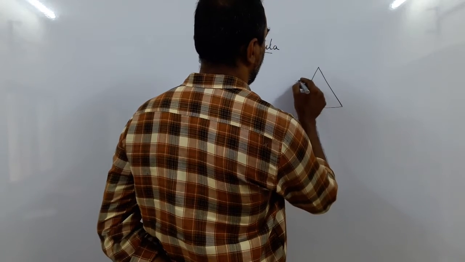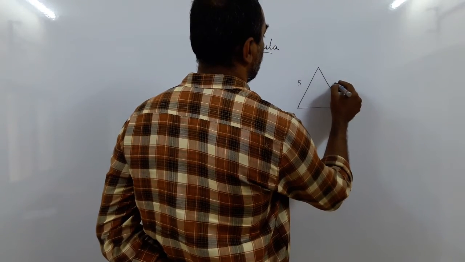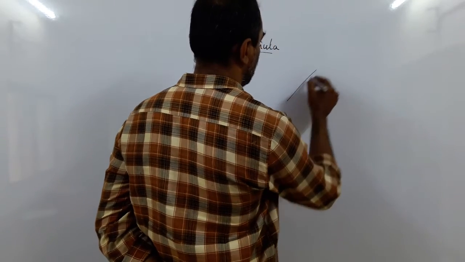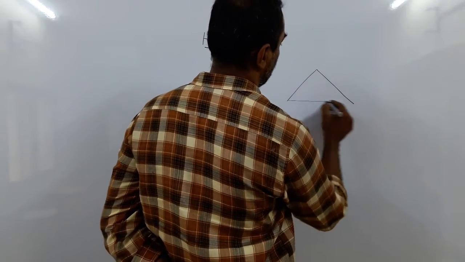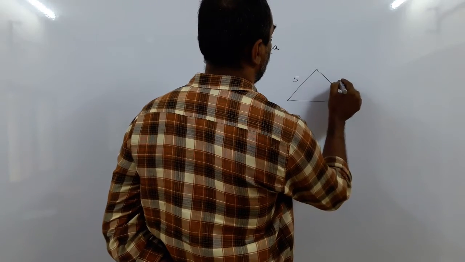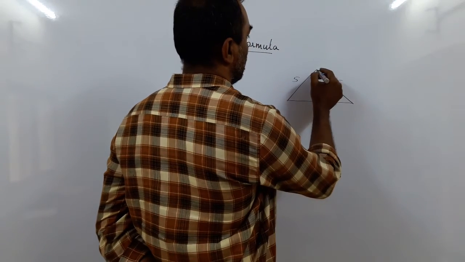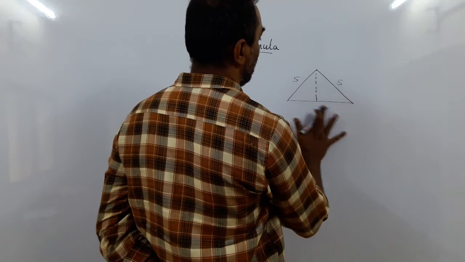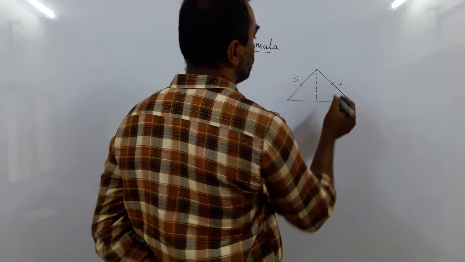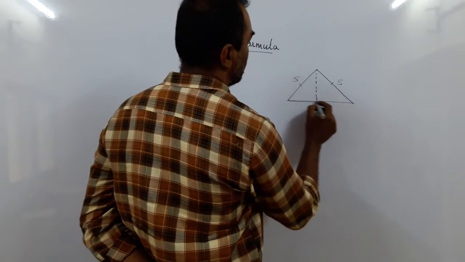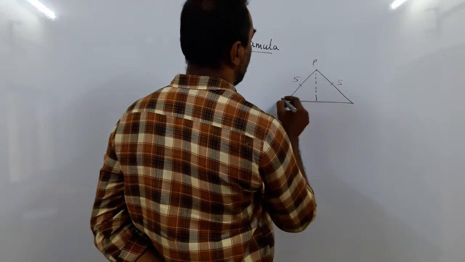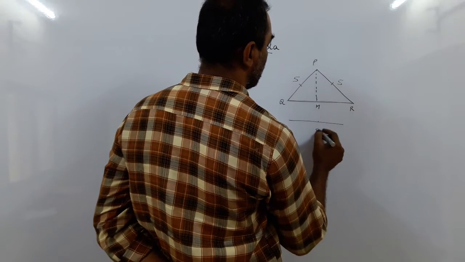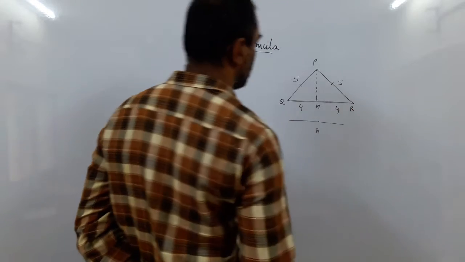So let us say in the isosceles triangle we have this side as 5, this side is 5, and the base is 8. Again here you can see, in an isosceles triangle also, because these two sides are equal, the base will be divided into two equal parts. So if the whole thing is 8, this is 4 and this is 4.